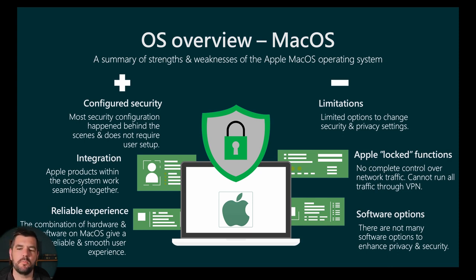And next is the Apple locked functions. You know, there's no complete control over the network traffic, for example. So if you're running a VPN, you would expect that all of the traffic is going to be leaving the computer and going through the VPN. But Apple, they have a lot more control over that in the background. And so that's not the case. Apple will still send a lot of their own traffic outside of the VPN and some other things as well. And so there is some locked functionality that you'll find Windows is much more accommodating when it comes to setting up different security applications than Apple Mac is.